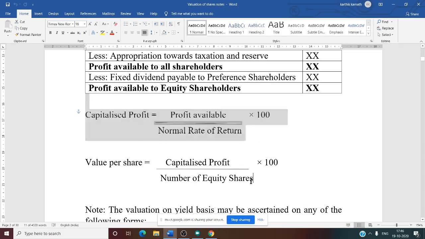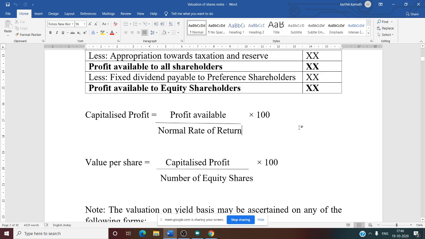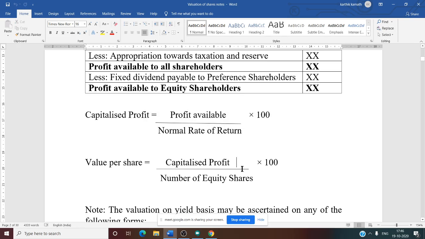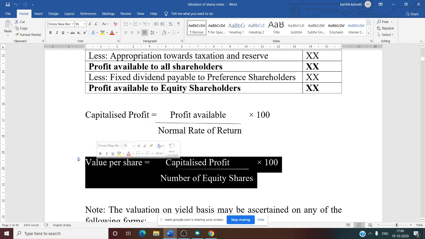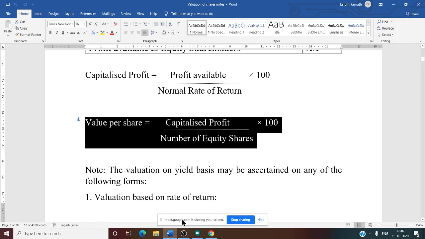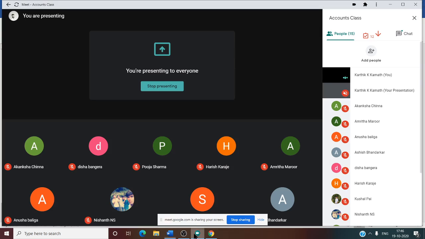Then you need to calculate the value per share. How to calculate value per share? Capitalized profit divided by number of equity shares into 100. So what is capitalized profit? Previous answer. See this, here you will get one answer, right? This answer you need to write here, then divided by number of shares into 100, you will get value per share. Yes. So this is about the market value method or yield method.